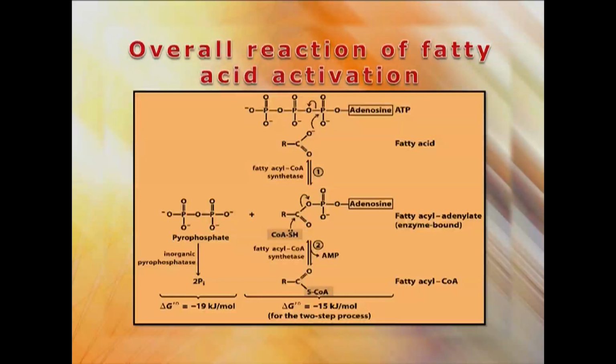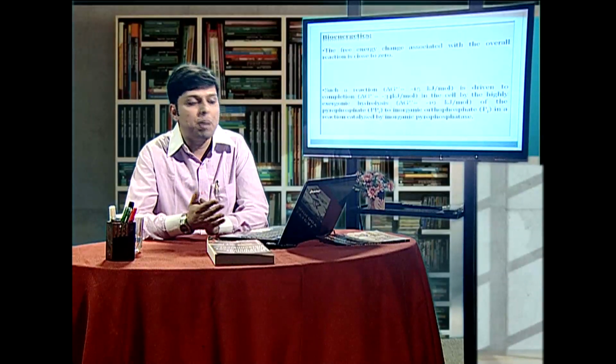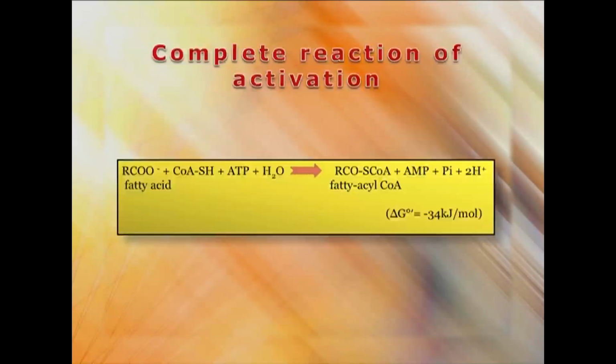So to move the reaction forward, we need the hydrolysis of pyrophosphate by inorganic pyrophosphatase enzyme to release 2 Pi and a delta G naught value of minus 19 kilojoule per mole. So if we now add up these two delta G naught prime values, it is coming to minus 34 kilojoule per mole. That can be shown in this particular slide.